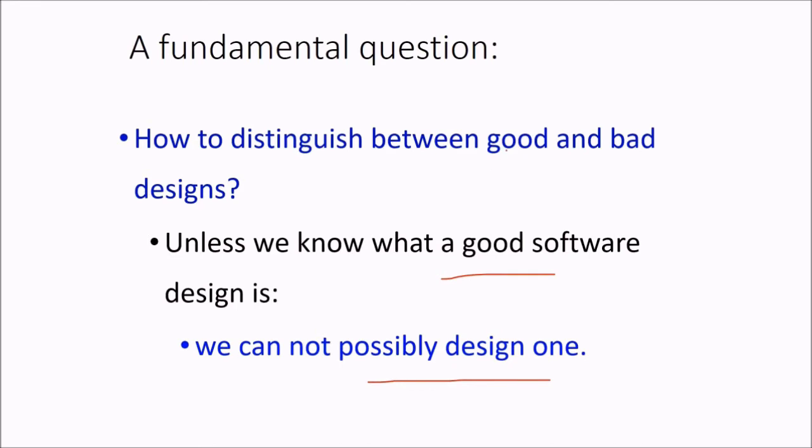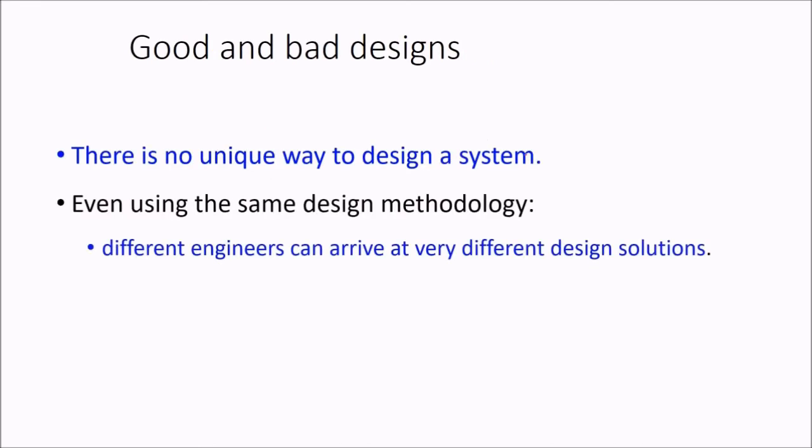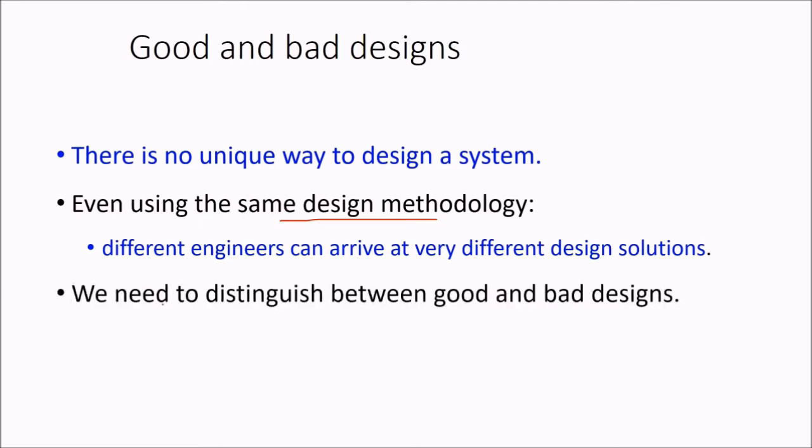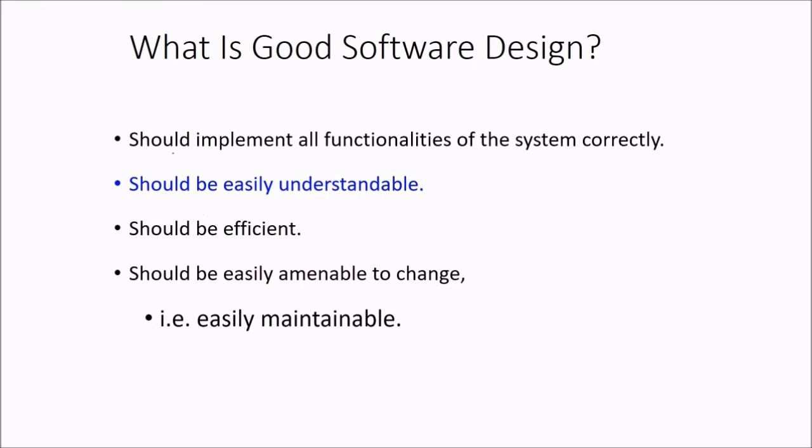There is no unique way to design a system. There are different methodologies you can adopt. But even using the same design methodology, different software engineers may arrive at different design solutions. Everyone has their own style or thought. But we have to be very specific when we try to distinguish between a good and bad design. So what is a good software design? A good software design should implement all functionalities of the system correctly.